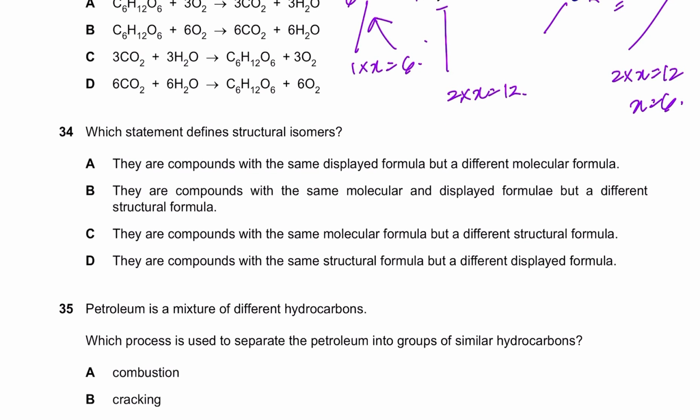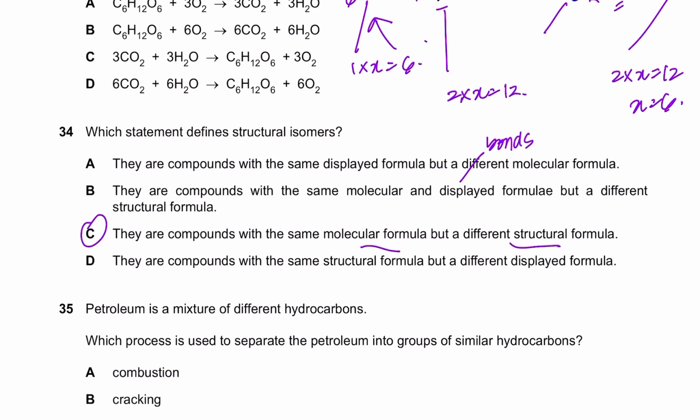Which statement defines structural isomers? They are compounds with the same molecular formula but a different structural formula, right? So therefore C is the right option. If you look at B, it says they are compounds with the same molecular and displayed formula but a different structural formula. No, displayed formula and structural formula are essentially the same thing, because in a displayed formula, we show all the bonds, right?